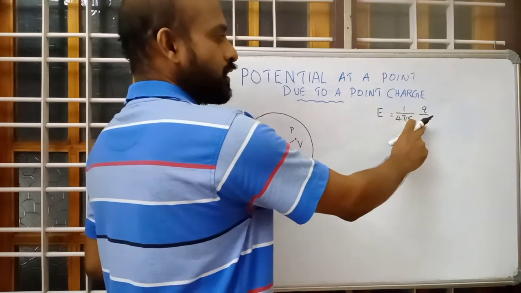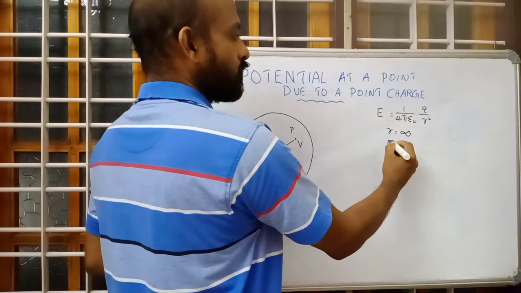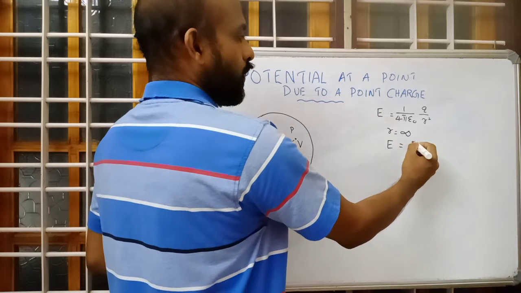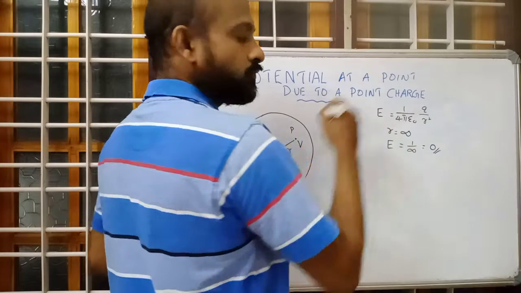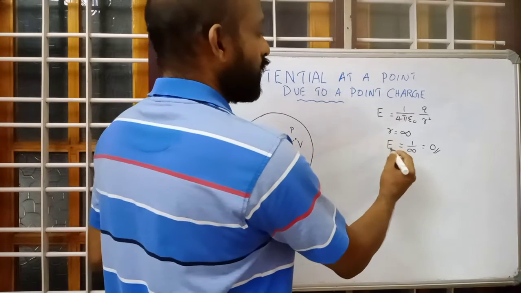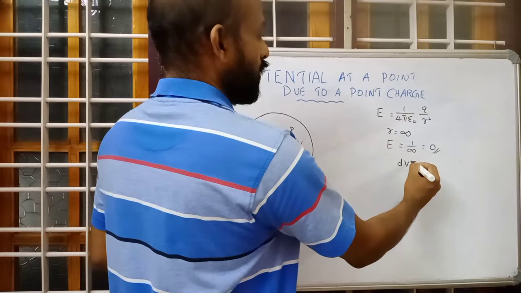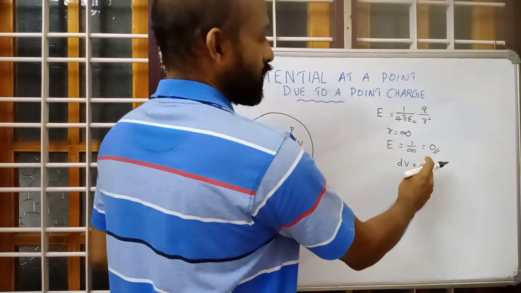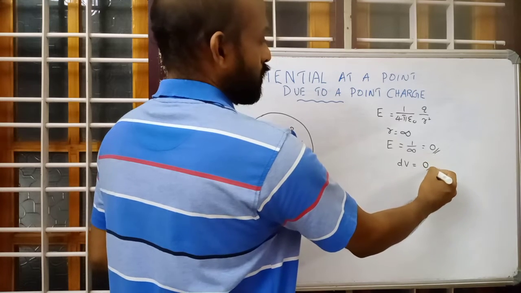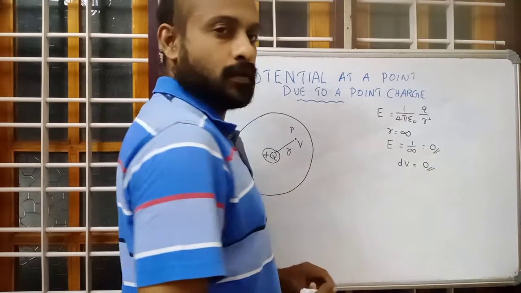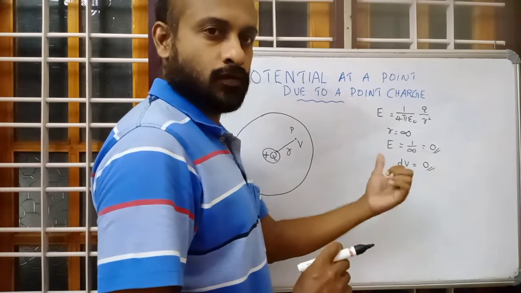Let us choose the distance r to be infinity. If r is equal to infinity, the electric field is 1 by infinity, which will be equal to 0. So the electric field is 0. If the electric field is 0, what is the potential difference there? Potential difference dV is equal to E into dr, as we have seen. So that will be 0. At that infinite distance, potential difference will be 0.